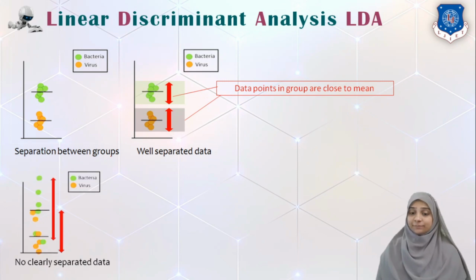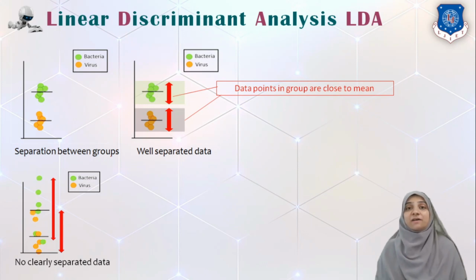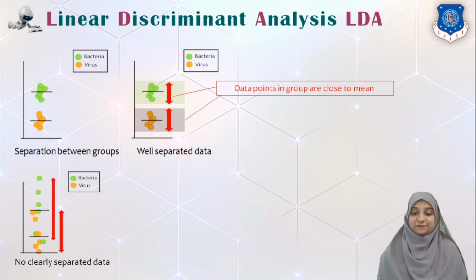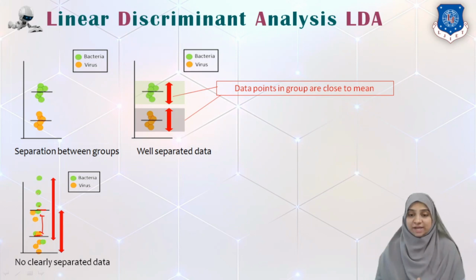Now another example where you can see the means are very far from each other. As you can see, this class mean is here and this is another class mean. They are very far from each other. But all these data points that belong to one class are not close to their mean.